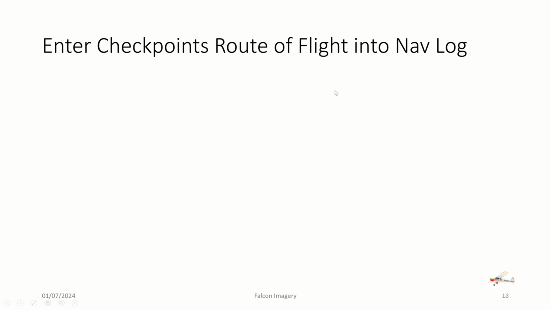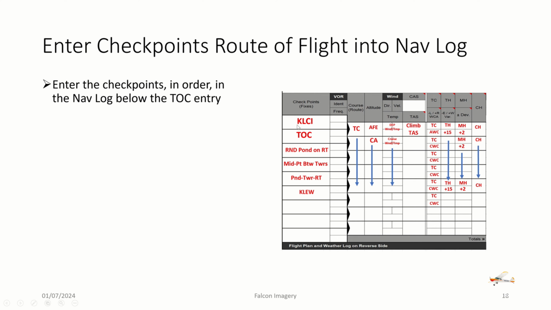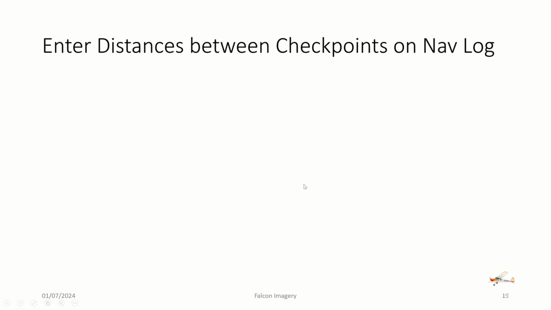Enter these checkpoints along the route of flight into the nav log. Enter them in the order that you see along your route, starting with your top of climb. From there, it's the round pond on the right, the midpoint between the towers, pond and tower on the right, and then the final destination airport. The last checkpoint, again, is the destination airport.